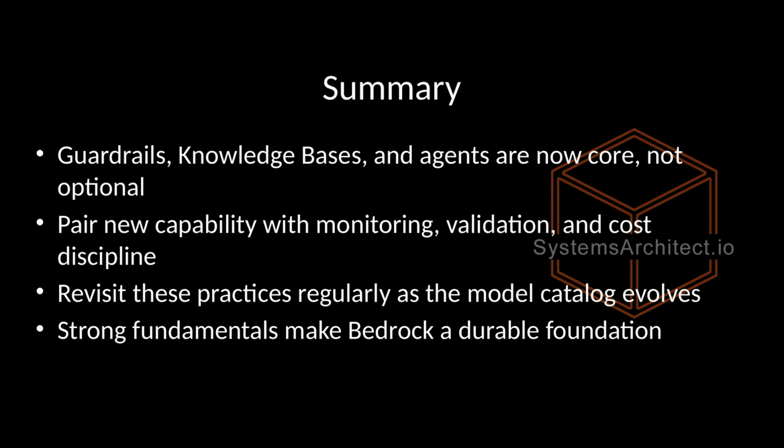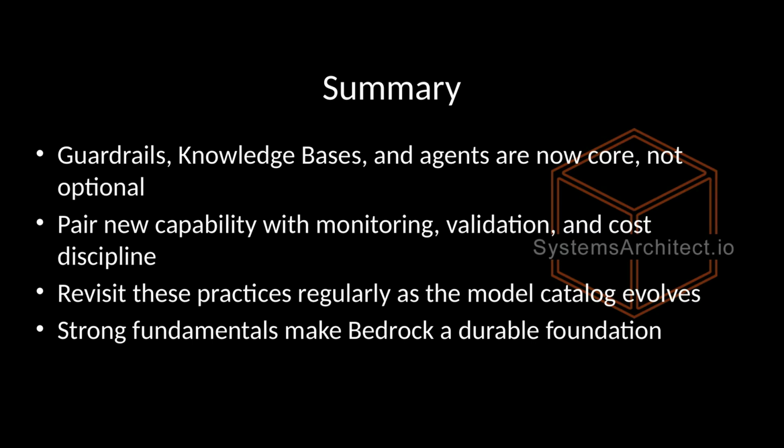The teams getting the most value are pairing that expanded capability with the same operational discipline that's always mattered: monitoring, validation, retries, and clear ownership of cost and compliance.